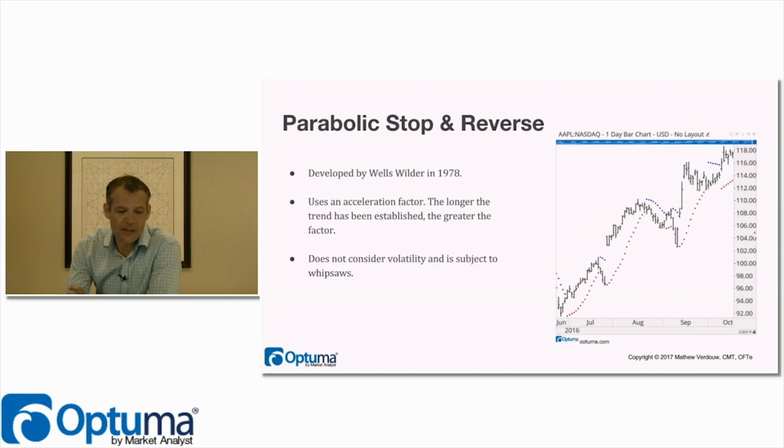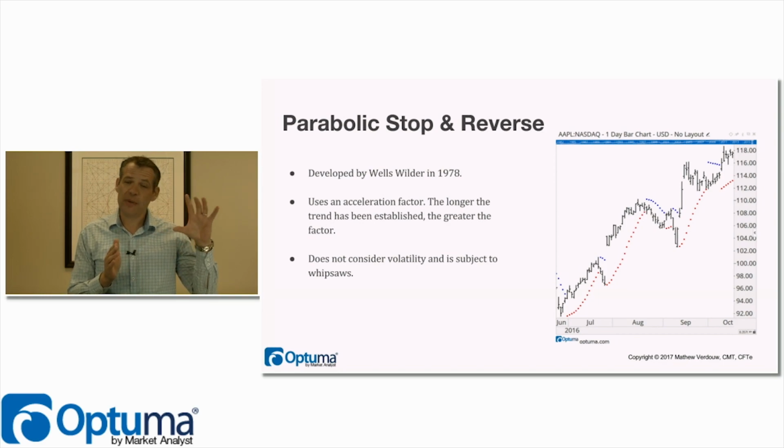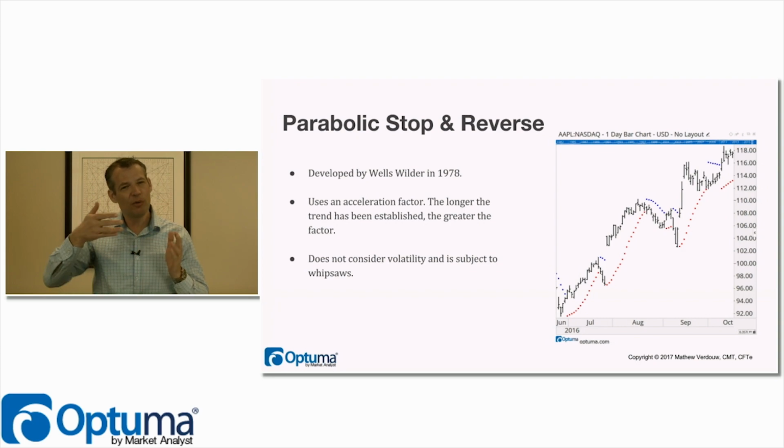Another example of that is the parabolic stop and reverse. Sometimes we just refer to that as PSAR. But this one uses an acceleration factor. So Wells Wilder came up with this, has an acceleration factor, so the longer that the trend persists, the acceleration gets bigger and bigger. And that's what gives it almost like an exponential curve as it gets closer and closer to price.